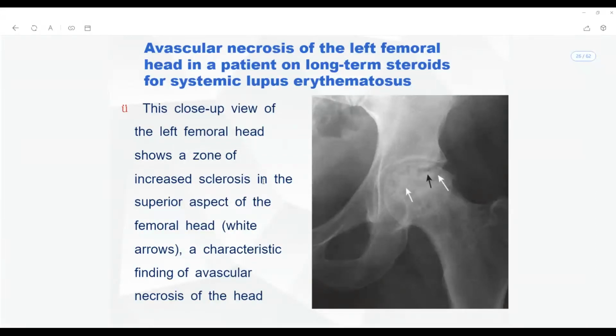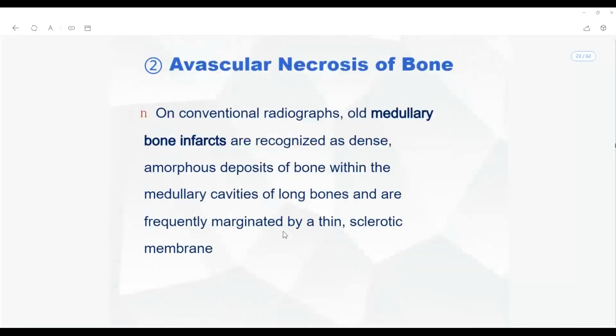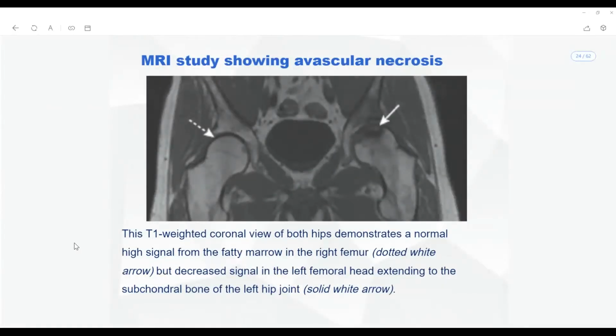Right. So let us try to understand the MRI of avascular necrosis. You can see here that this is a T1 image, T1 coronal view, of the pelvic bone, and we are trying to visualize both of the femoral heads. On the right femoral head there is a normal signal intensity. But when you compare it to the left side, there is a hypo intense signal on the femoral head of the same patient, right?